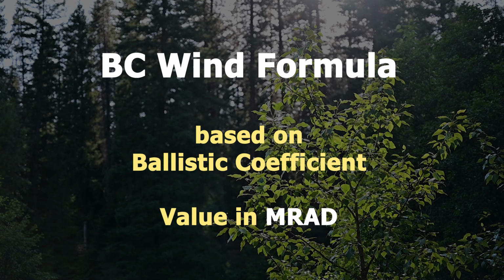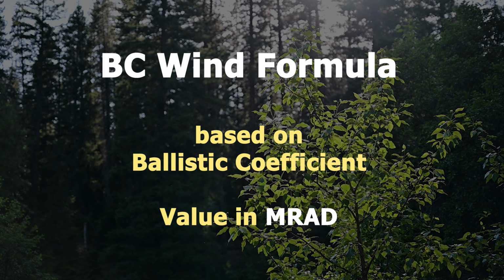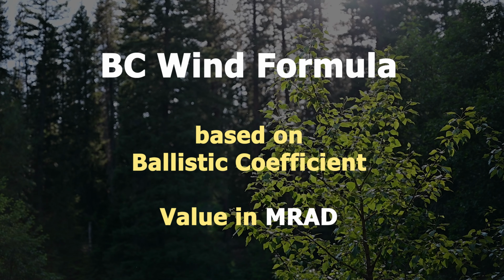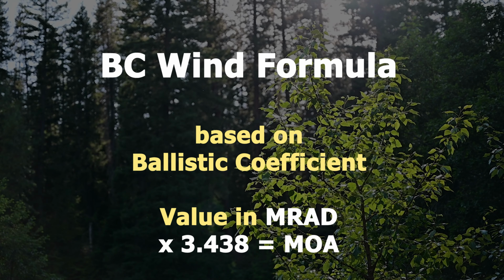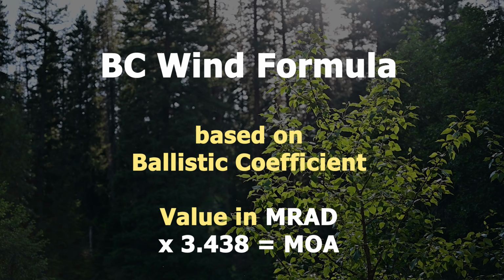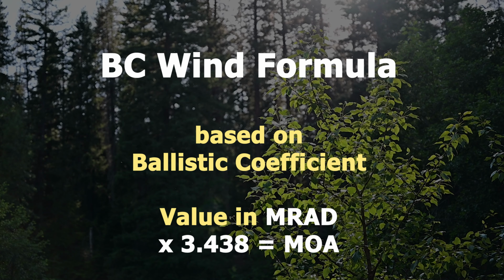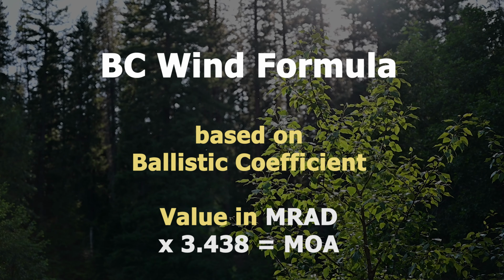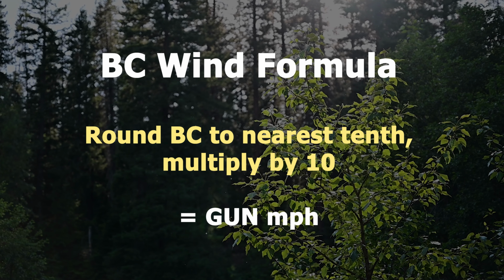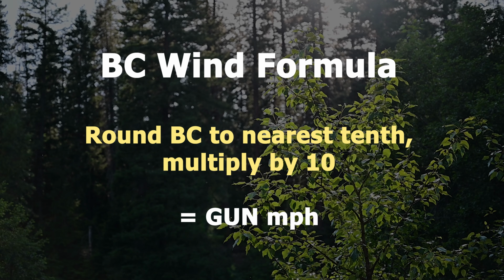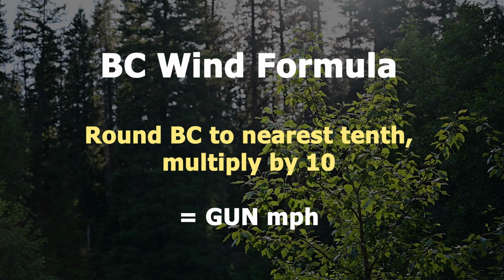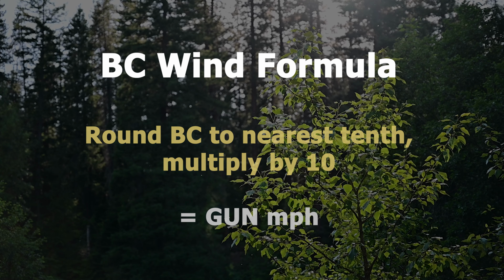Lastly, the BC wind formula is based on the bullet's ballistic coefficient and provides windage in milrads. Convert to MOA by multiplying by 3.438. The G1 BC is typically used, but depending on your verified shot data, the G7 number may be more appropriate. The BC rounded to the nearest tenth and multiplied by 10 is considered the speed of your gun. So a BC of 0.4 is considered a 4-mile-per-hour gun.